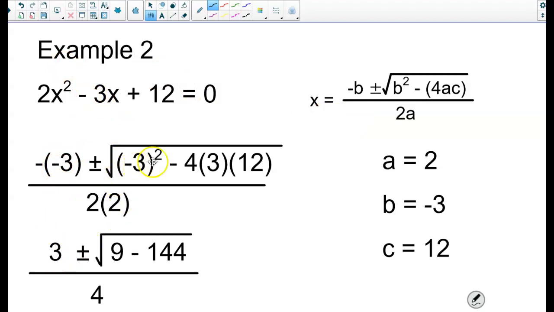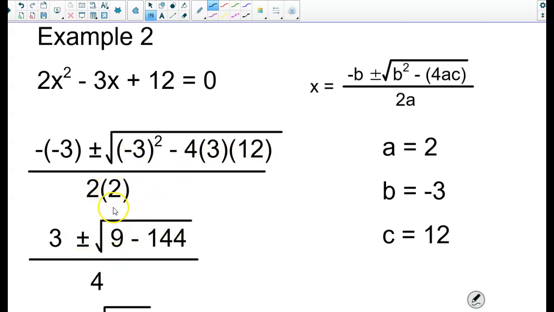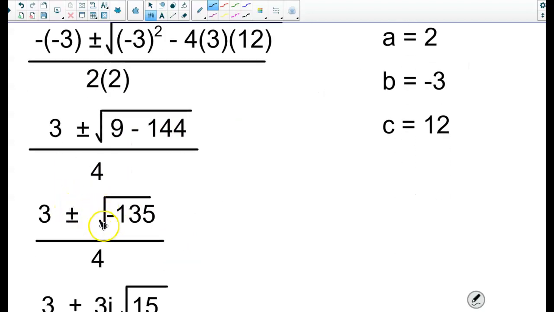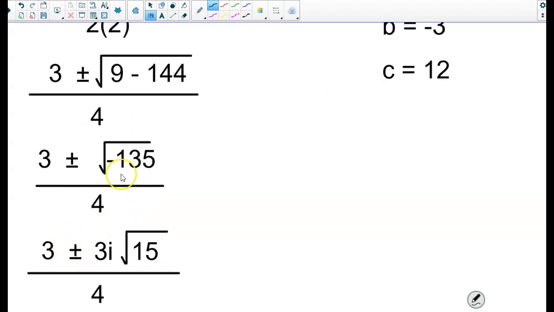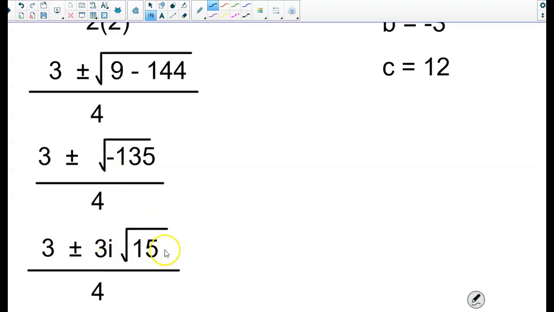Now we're just plugging it in. Negative 3 squared is 9. 4 times 2 times 12 is 96. And it's over 2 times 2. So 3 plus or minus the square root of negative 87 over 4. And then root negative 135 is 3i root 15. And it's all over 4.